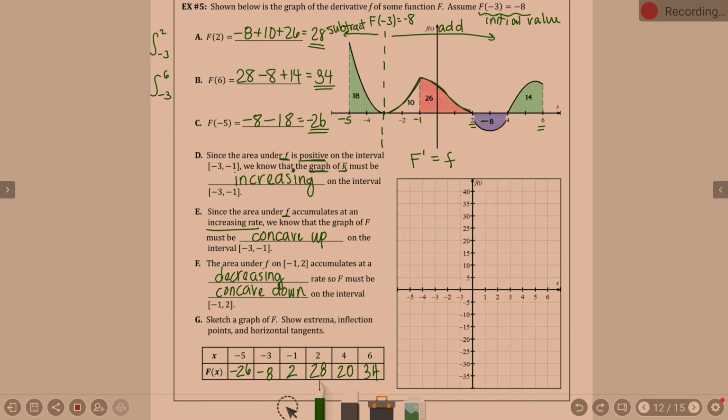Okay, so sketch those values there. Not going to be precise, obviously. Negative 5, negative 26. Negative 3, negative 8. Negative 1, 2. 2, 28. 4, 20. 6, 34.